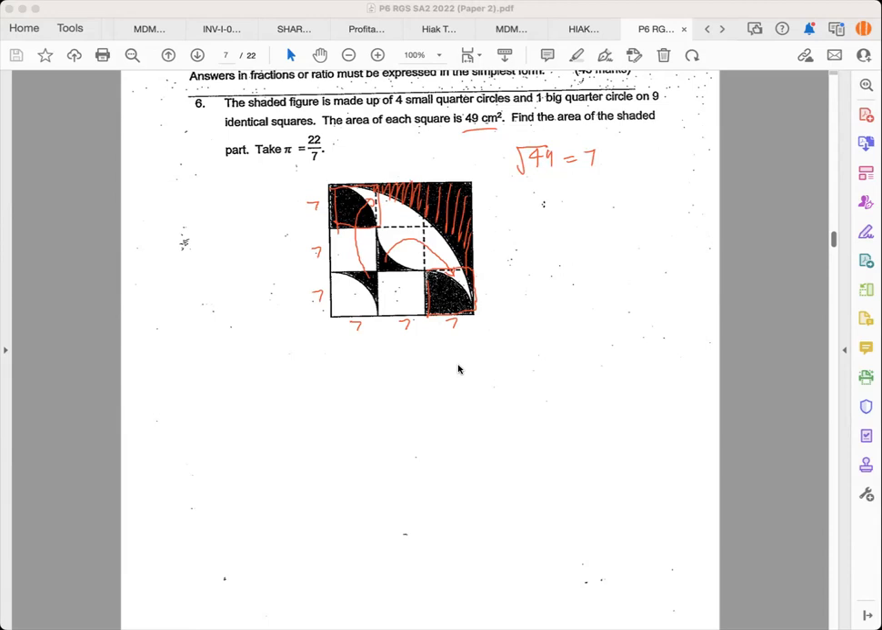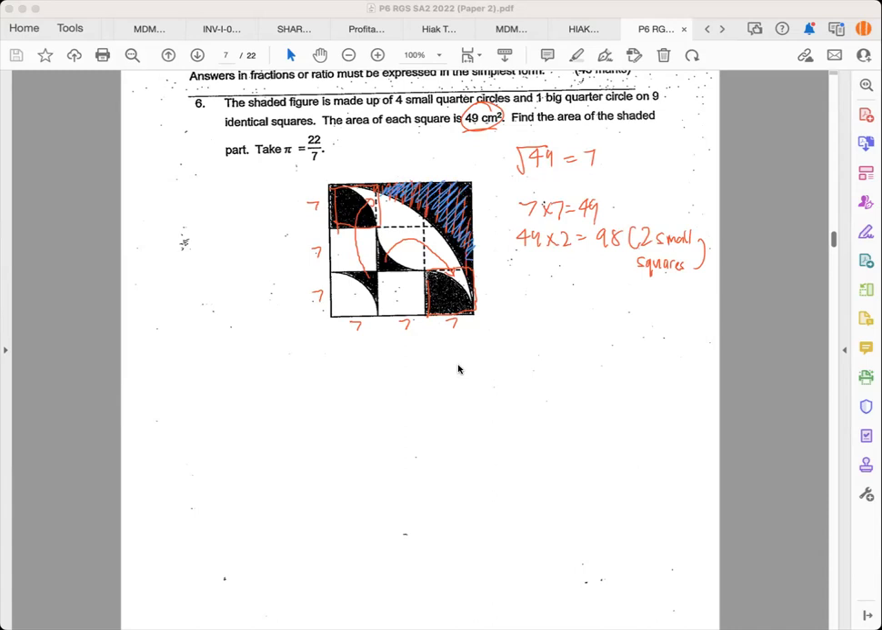So let's find the area of 2 small squares. 1 small square is 7 times 7, 49. Actually, it's given here. 2 small squares will be 49 times 2, and you get 98. So this is the area of 2 small squares. Let's find the area of the boomerang. Let me shade it again. This is the boomerang that I'm looking for now.